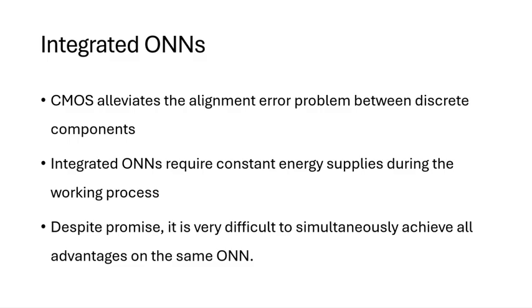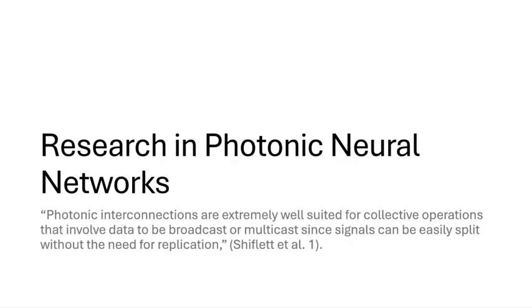As electronic CMOS has a constant power draw to sustain voltages and currents, this limits large-scale expansion in part due to thermal crosstalk, which harms the computing capacity to a level lower than the processor's maximum. And furthermore, despite its promise, it's very difficult to simultaneously achieve all the advantages on the same optical neural network. So next is the research in photonic neural networks.